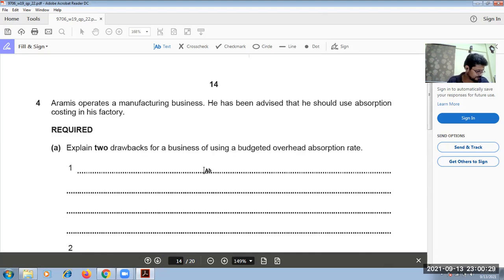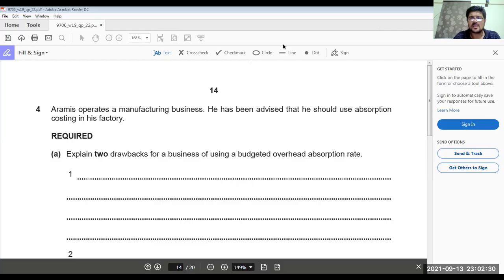Now question number 4. It's about cost accounting. Now the two drawbacks. Budgeted figures are estimated figures, and they can be misleading, and they can lead to over or under absorption. Over absorption means the cost price is very high. Cost price high means you have to keep the selling price high. Under absorption means you have to keep the selling price low, and you will suffer.